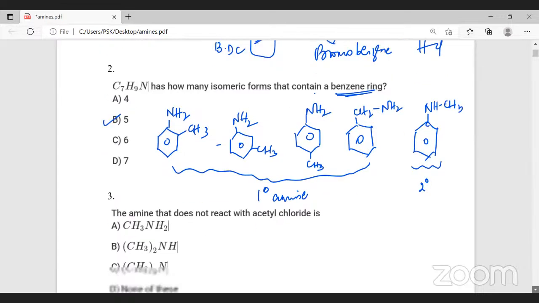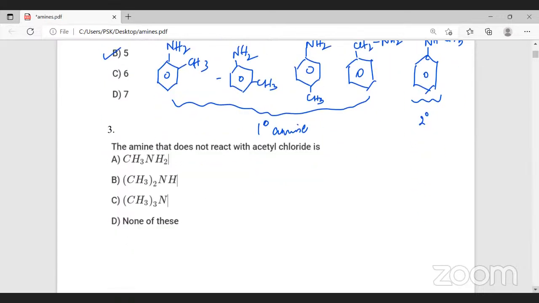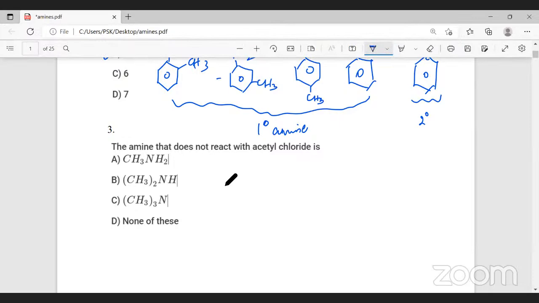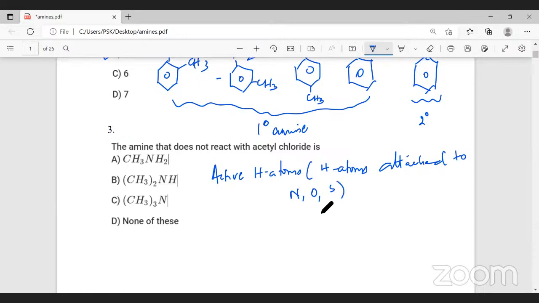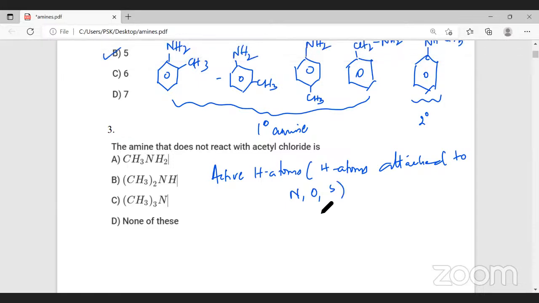The next question: the amine that does not react with acetyl chloride. Compounds containing active hydrogen atoms, any compound which contains active hydrogen. What are these active hydrogen atoms? Hydrogen atoms attached to nitrogen, oxygen, or sulfur are called active hydrogen atoms.